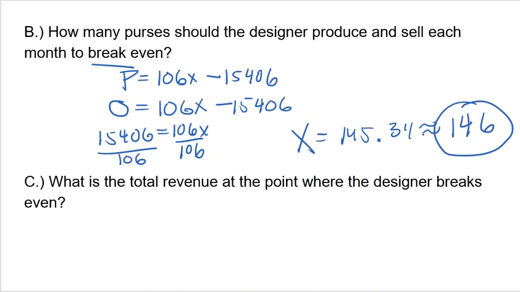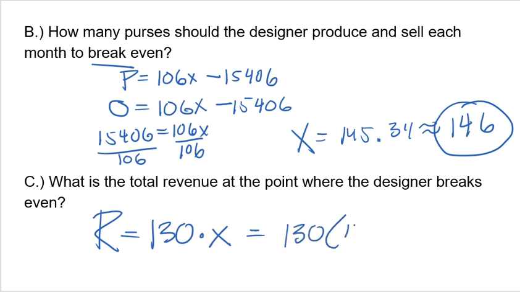All right, so finally the last question is, what is the total revenue at the point where the designer breaks even? So if the designer does break even, only selling 146 purses, what is their revenue? Well, remember, revenue is simply the cost of the purse times the number you sell. So remember, we're selling these purses for $130. So 130 times 146 is a profit, or excuse me, not a profit, a revenue of $18,980. So if I sell 146 purses, I will make $18,980. But again, remember, all of those purses cost me money.